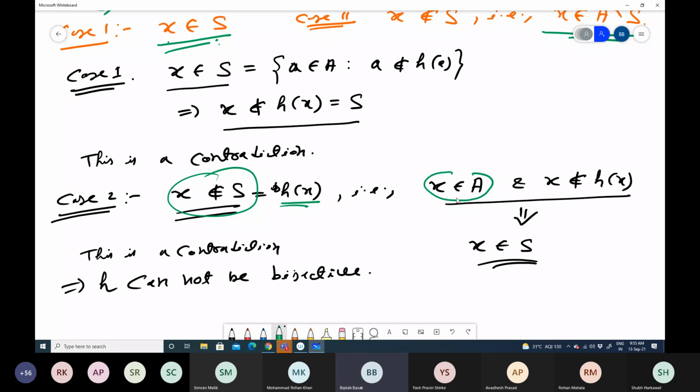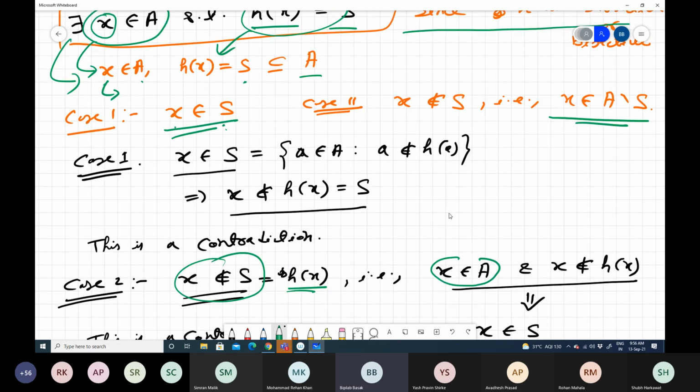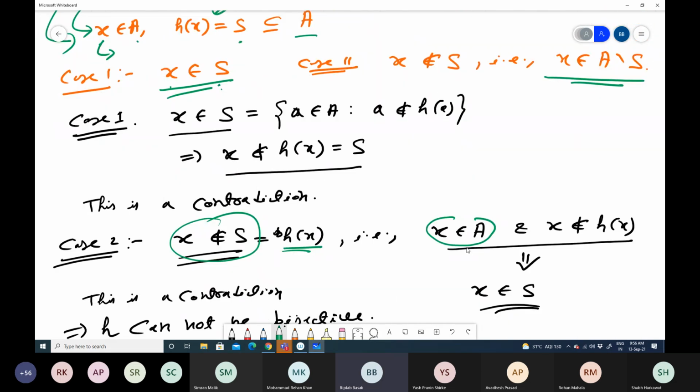Why does X belong to A? Because that was the condition. So there exists X in A, right? So therefore X belongs to A. Now X belongs to A and X does not belong to H of X. That was case 2 actually. So this is case 2. X does not belong to H of X, and that is the given. That is X in S.